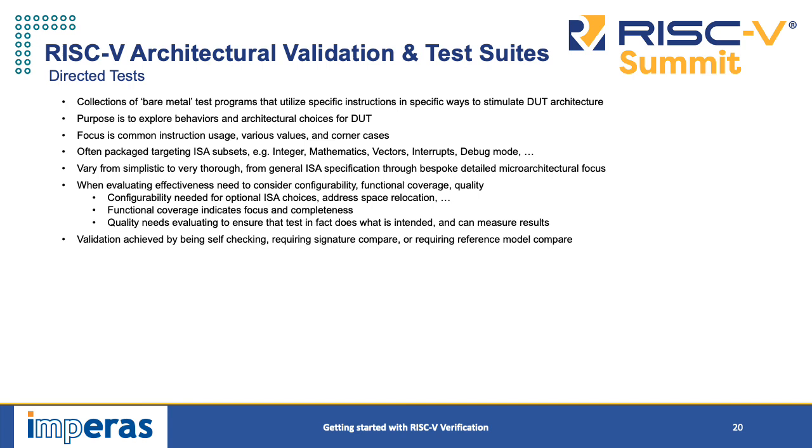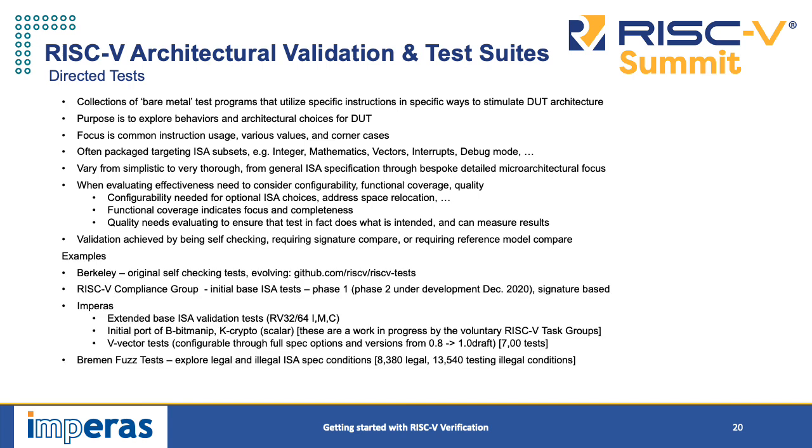When you're looking at test suites, you need to evaluate their effectiveness in terms of what they cover, their configurability, and their quality. You need to see which ISA sections they cover, whether they're relocatable, how many tests there are of specific instructions, and what the quality is. Then you need to work out how you're going to validate these tests. Some of them will be self-checking, some require a signature, and some will require some form of reference compare. I'm going to now talk through and show some examples of several. I'm going to start with the Berkeley ones, talk a little bit about the compliance group ones, talk about some Imperas ones we've got, and then some fuzz tests that are available.